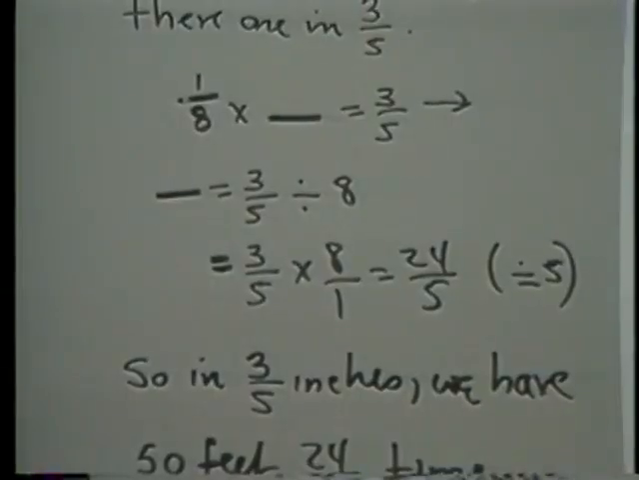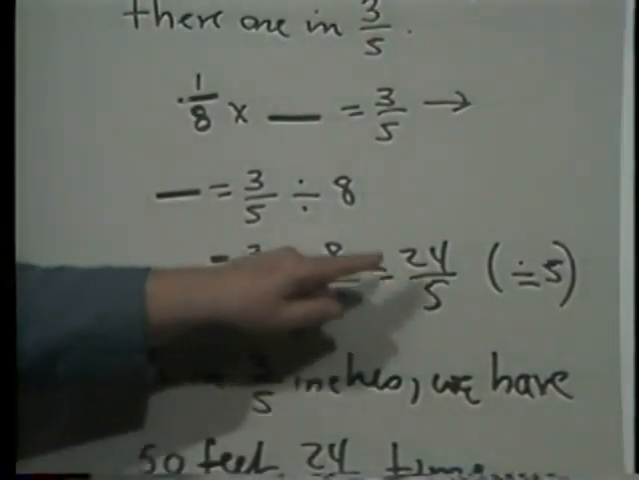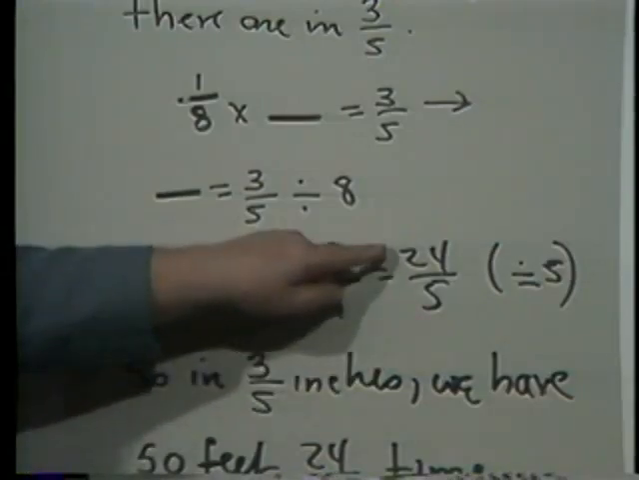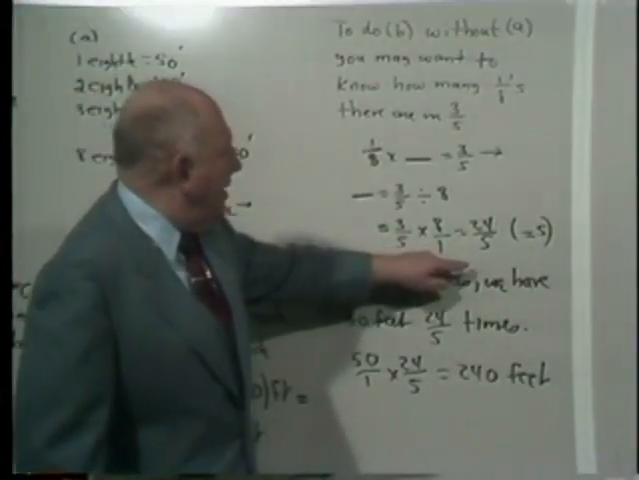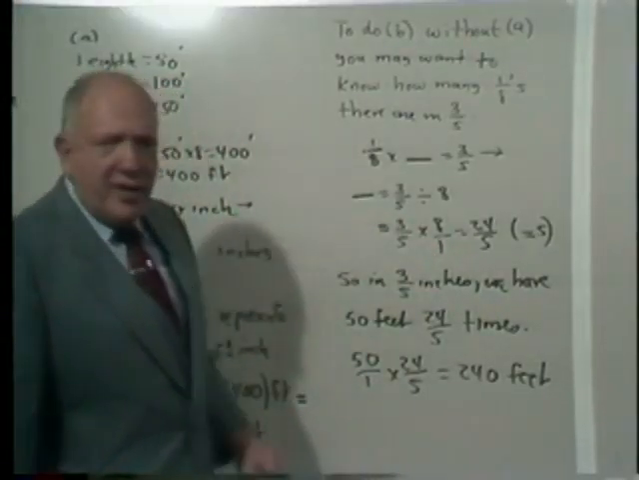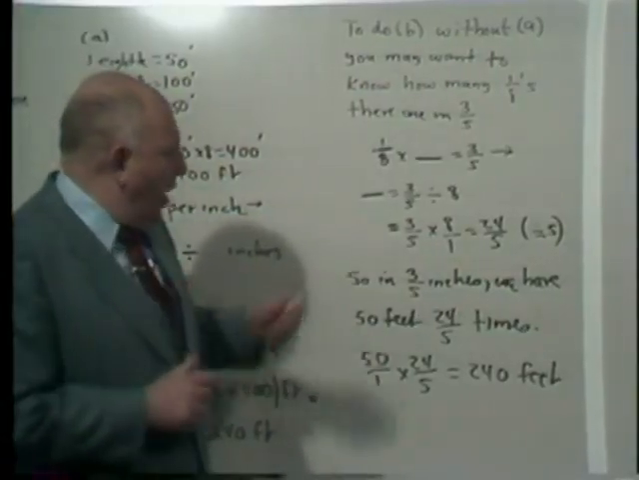That's 24/5. And 24/5, you see, every 5/5 makes up a unit. So 24/5, 5 goes into 24 almost 5 times, right? It's 4 with a remainder of 4. So there are approximately 5 1/8 in 3/5. But we're not going to pursue that much further right now. We may in a little while look at that.